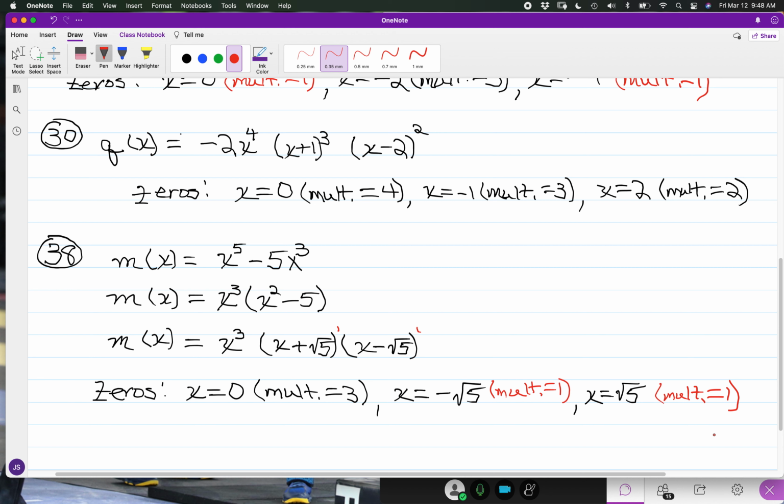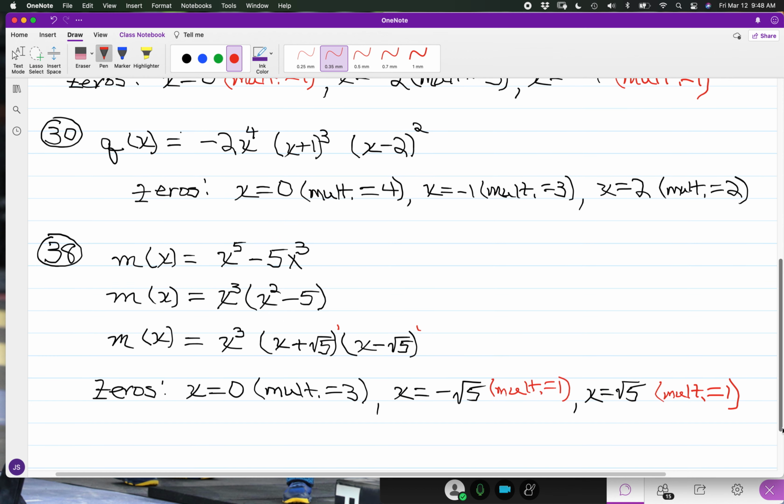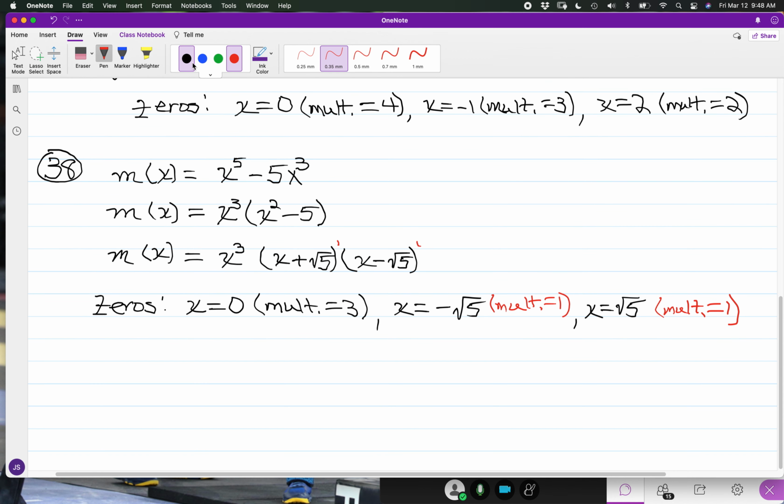All right, and tell you what, we'll look at some of the dynamics that are carried out in terms of graphing. But just for the next few moments, let's see what we get in determining the zeros and multiplicities.